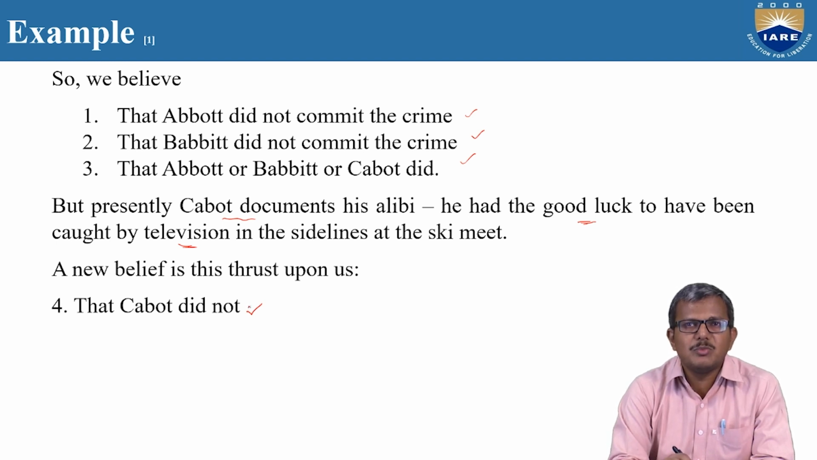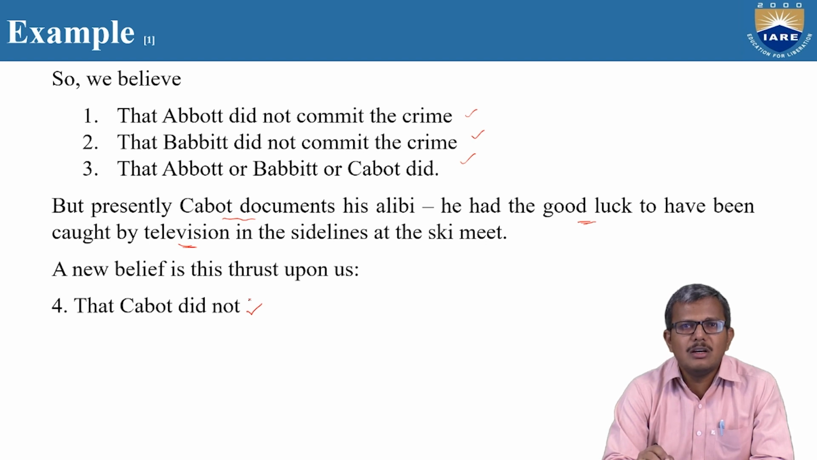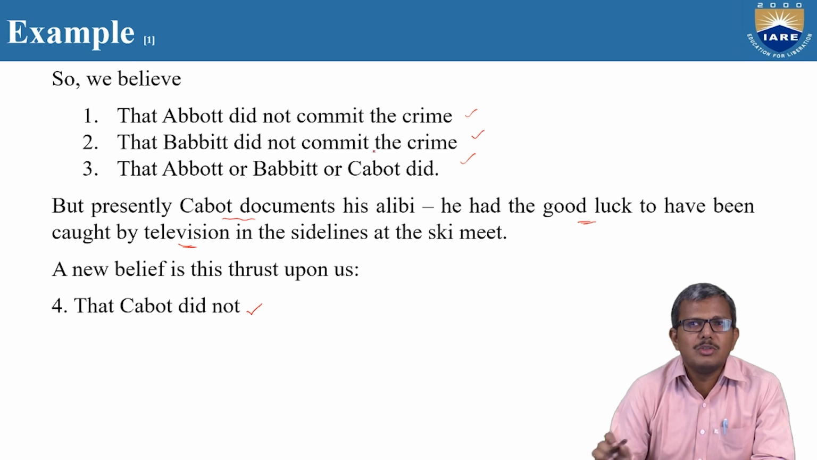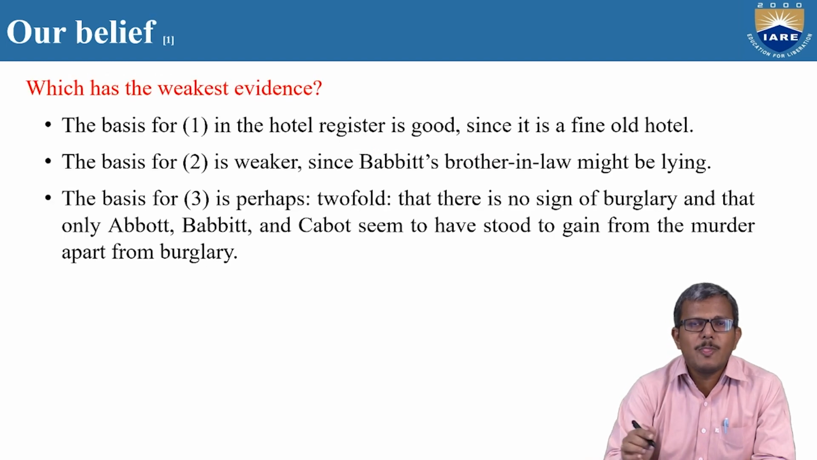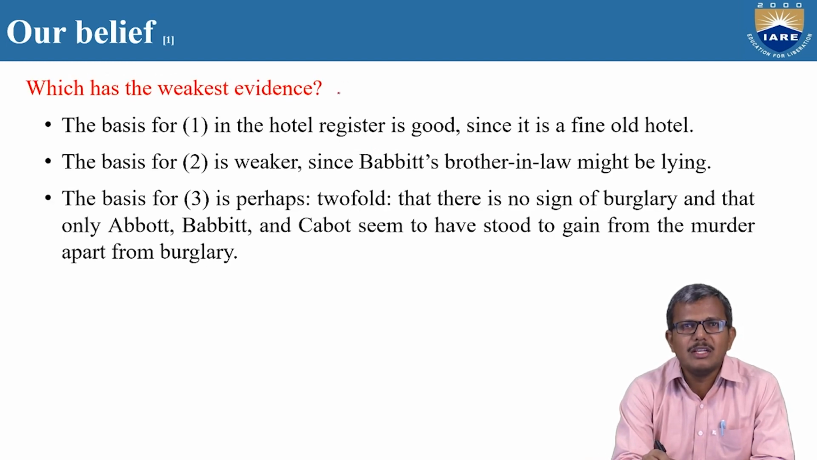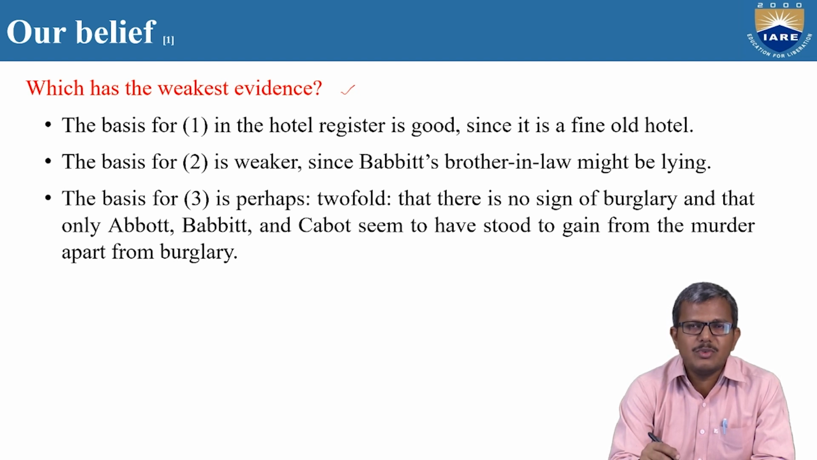Similarly, we are supposed to observe the beliefs of these two people also, meaning the evidence of these people also. So which has the weakest evidence? The evidence is given by Abbott and Babat and Cabot also. We are not giving the conclusion directly that Cabot has not committed the crime because he has been recorded on television. Directly we cannot give a conclusion. That's why we are trying to see the weakest points that are available.